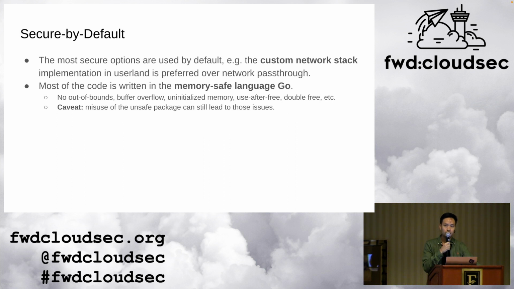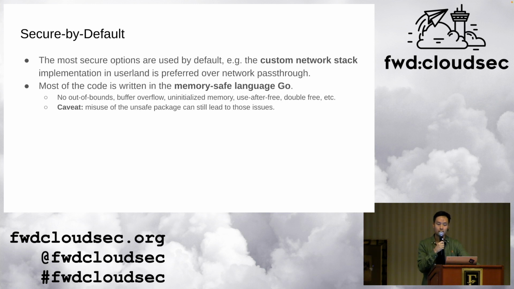And finally, the last principle is the principle of secure by default, which is that the most secure options are chosen by default when you use the gVisor runsc binary. For instance, the custom network stack is something that is enabled by default, and if users prefer, they can choose the network pass-through option. And most importantly, and this is why Google decided to re-implement the Linux system surface, is that most of the code is written in the memory-safe language Go, which means there are no out-of-bounds accesses, buffer overflows, or uninitialized memory vulnerabilities.